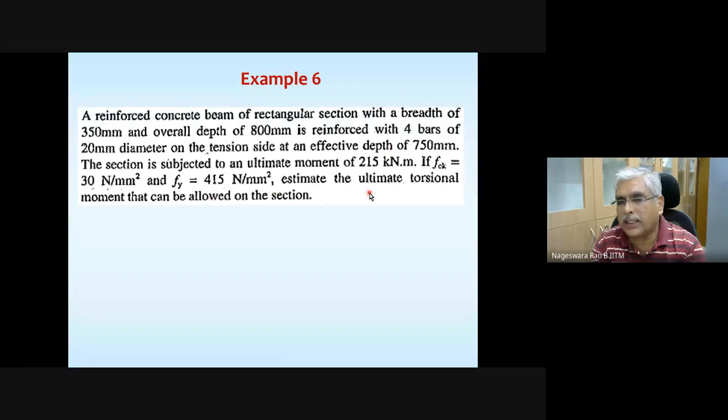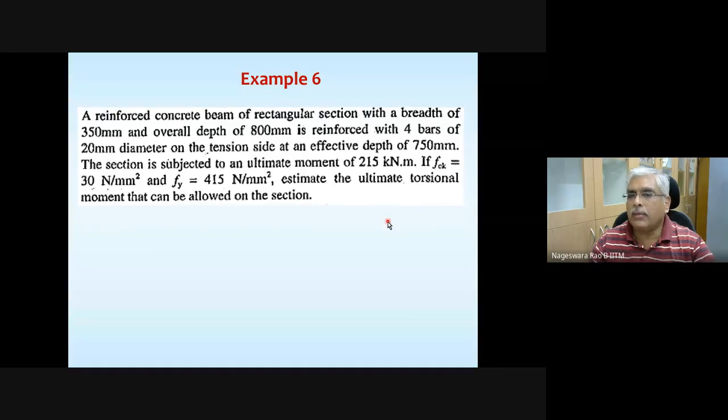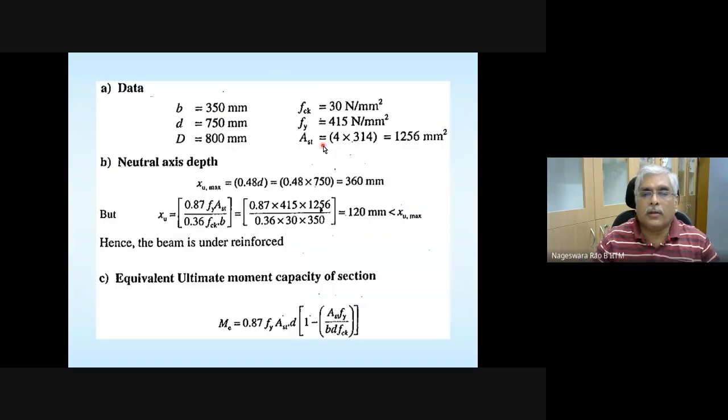So that is how this is illustrated here in this example. We'll see the details. And before that, please note that even if you provide this reinforcement, to use appropriate relation to calculate its moment carrying capacity of this section or moment of resistance of this section, we need to know whether it is under reinforced or over reinforced. For that, we require to know what is limiting moment of resistance. So that also we'll be seeing in this example. Okay.